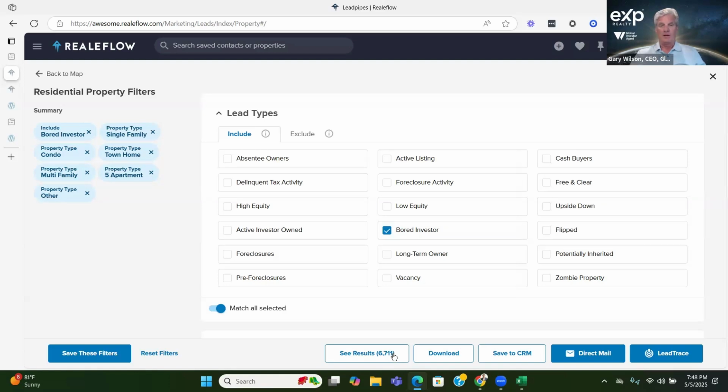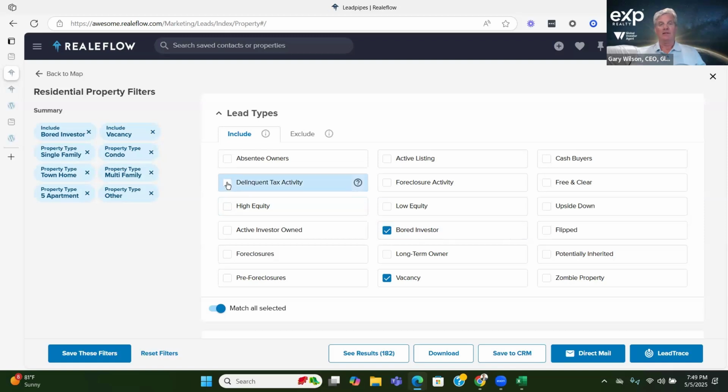Now I'm going to look for properties with vacancies. So I'm going to circle down here. This will tell you now we're down to 182. Remember, landlords do not like vacancies.